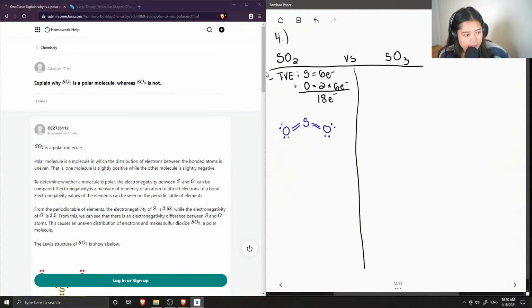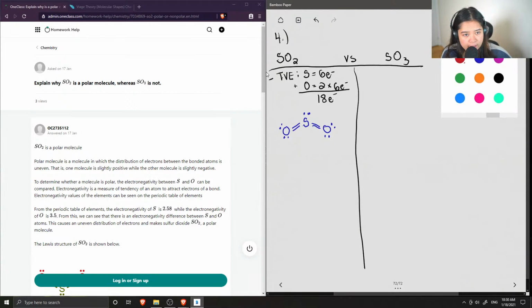So now let's count how many electrons I've drawn so far. Each bond contains 2 electrons, and we have 4 bonds, so that's 8. And then each oxygen has 4 lone pair electrons, so that's also 8, so we have 16. So I just need to put 2 more electrons on my central sulfur atom.